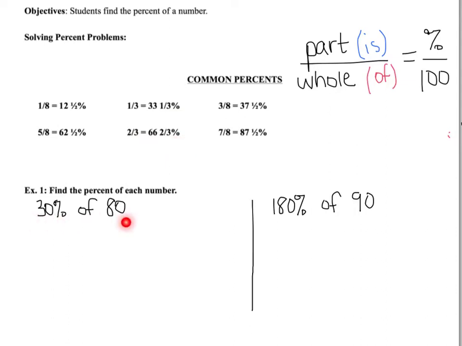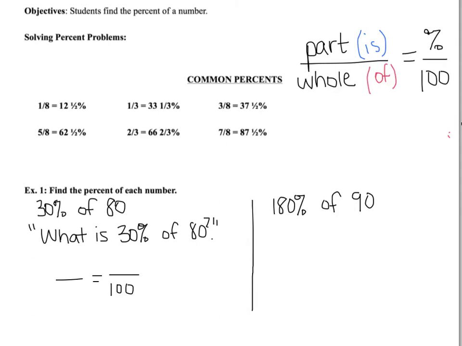So here I have a statement, 30% of 80. Let's go ahead and write this as a question. What is 30% of 80? Using this statement, this question, we can pick apart parts of the sentence to meet our requirements on this percent proportion. Now when we do this, you always want to set up your percent proportion first, and on the bottom right hand corner goes 100.